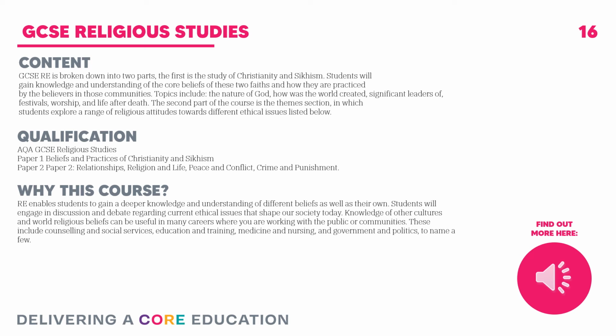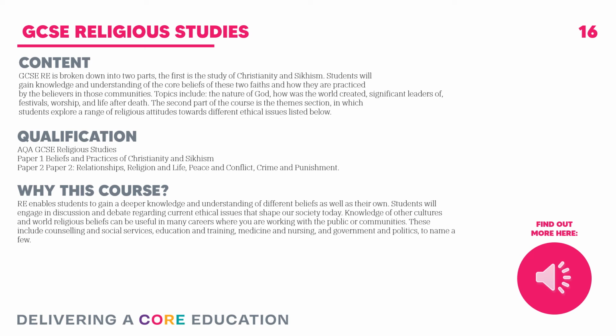So AQA GCSE RE is broken down into two parts. The first is the study of two major world religions, and we study Christianity and Sikhism. Students will gain knowledge and understanding of the core beliefs of these two faiths and how they are practiced. Within that unit, we look at topics such as what is God like, how was the world created, festivals, worship and life after death.